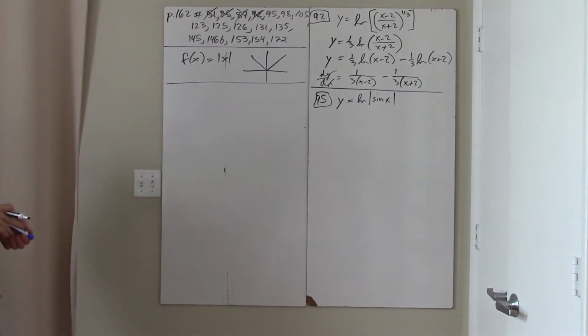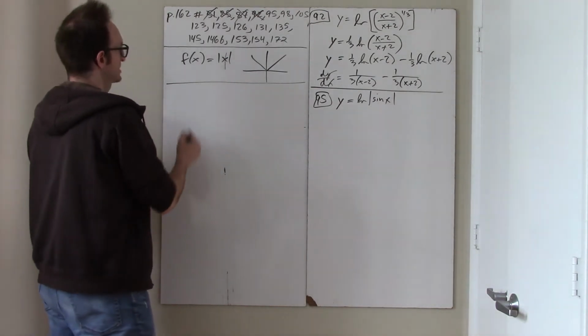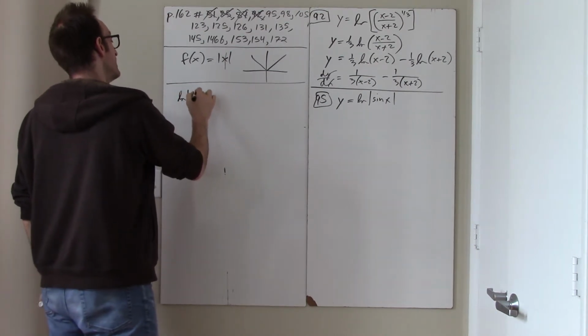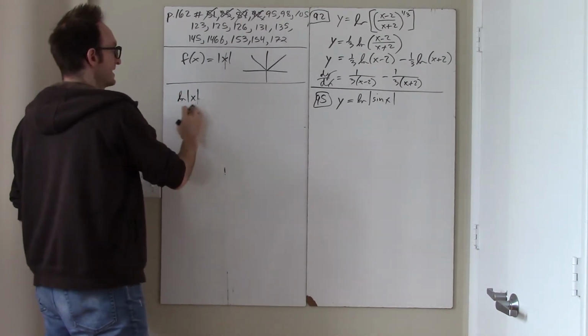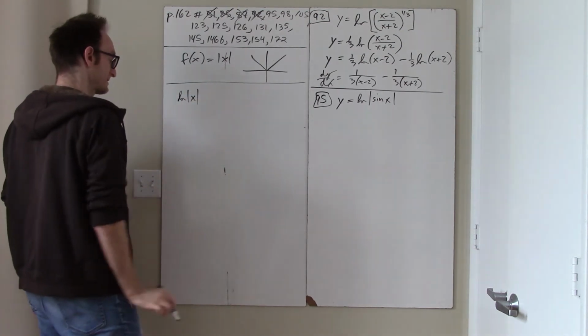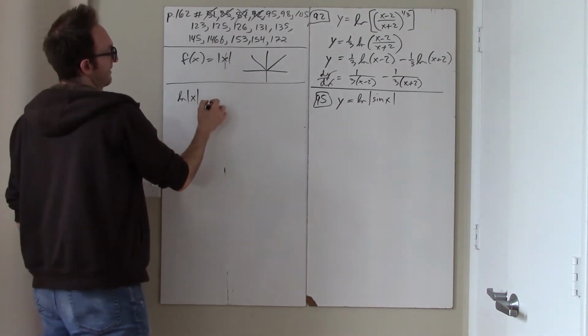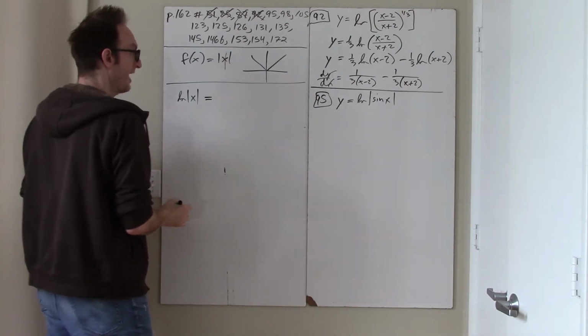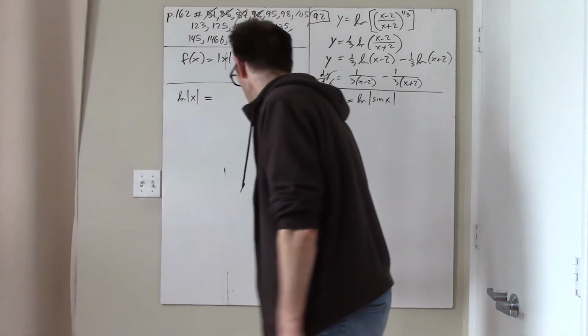Well, I think that what we should do is just take the ln of absolute value function as it is and try to understand it. Well, what is the ln of the absolute value of x? Well, we can make maybe a graph of this. What does the graph look like?